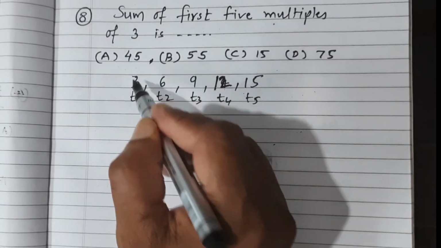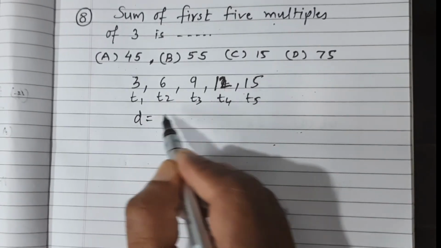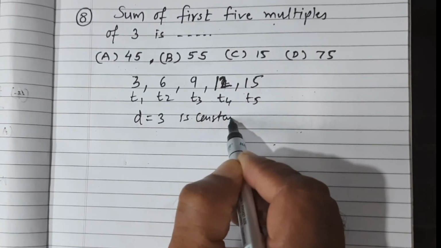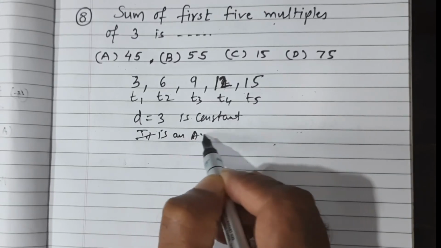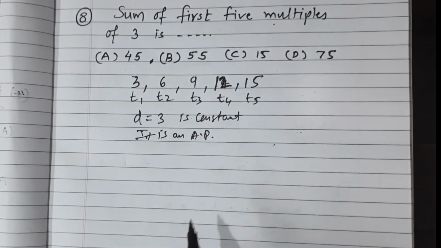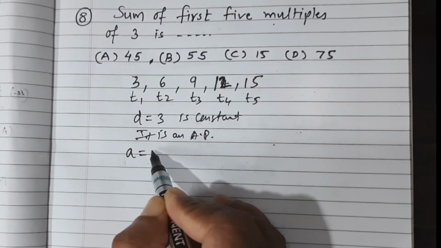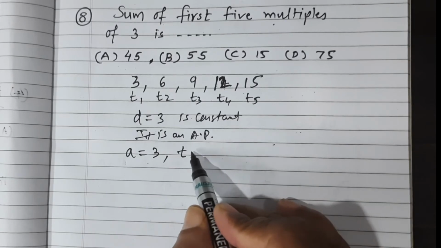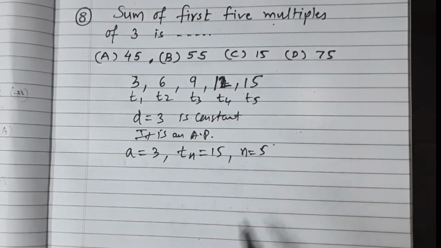Now here we will consider this is an AP. The constant term, the common difference D equal to 3, is constant. Therefore it is an AP, an arithmetic progression. So here we can use the Tn formula. We will use the alternate formula, where A is equal to 3, the last term Tn is equal to 15, and n is equal to 5.